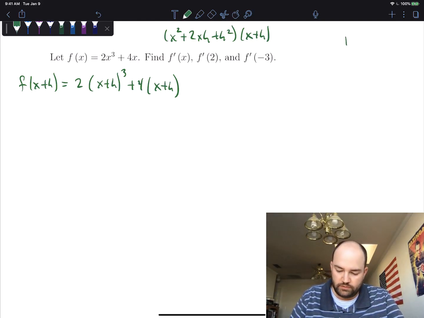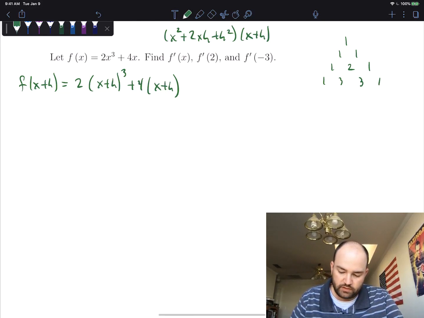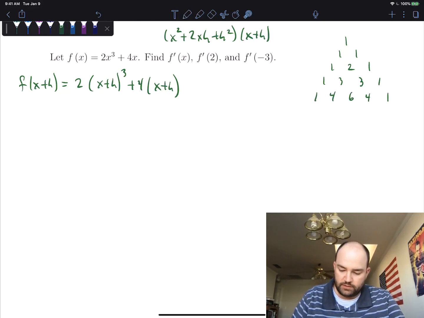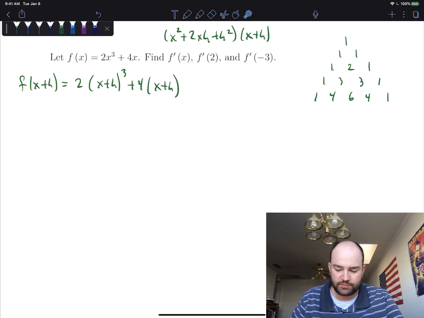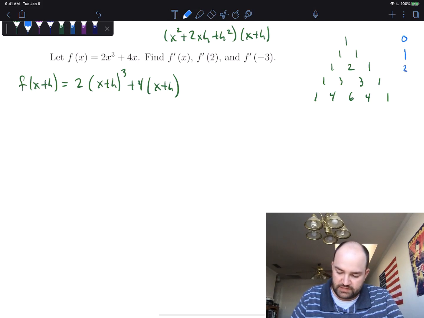So 1; 1, 1; 1, 2, 1; 1, 3, 3, 1; 1, 4, 6, 4, 1. Notice a little pattern here. This is a pyramid. I think it's called Pascal's pyramid, if I remember correctly. Now, this is the 0th row. This is the 1st row, 2nd row, 3rd row, and 4th row.